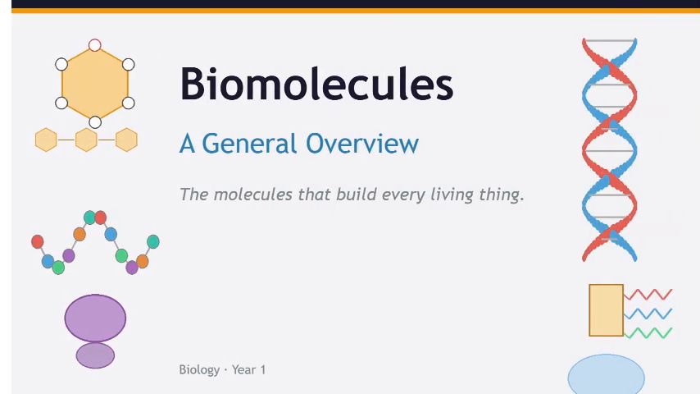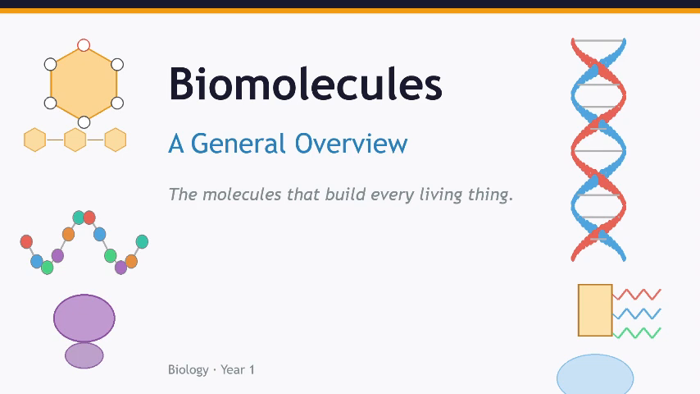Welcome back. So we have spent the last few videos looking at cells, their structure, how they specialize, how things move in and out of the cell. Today we are zooming out a little and asking a bigger question. What are cells actually made of, like at the molecular level? What are the actual chemical building blocks of life?